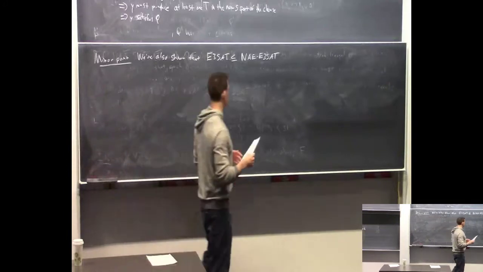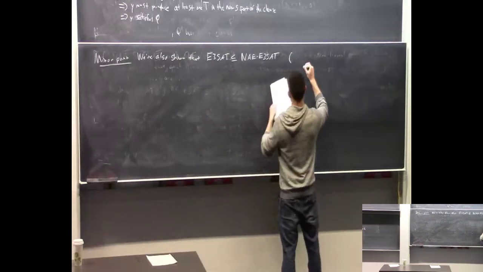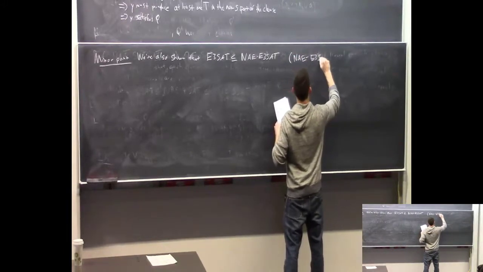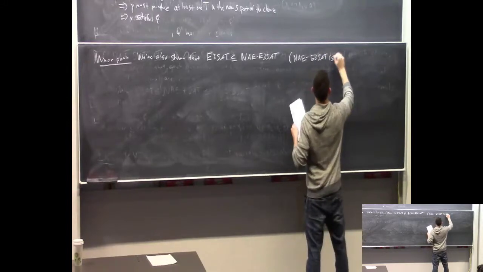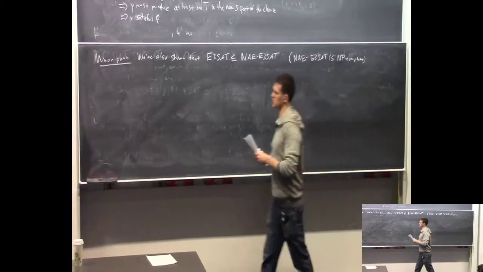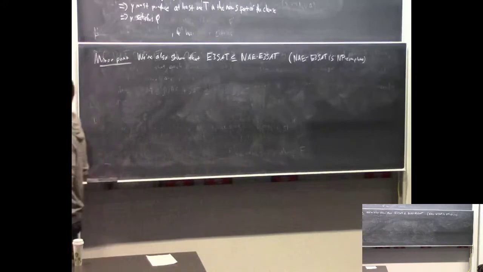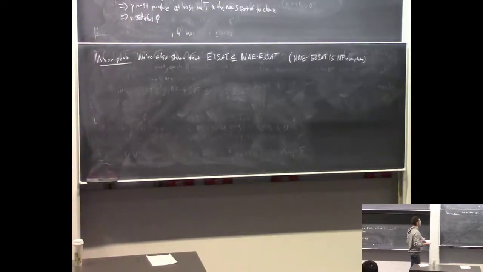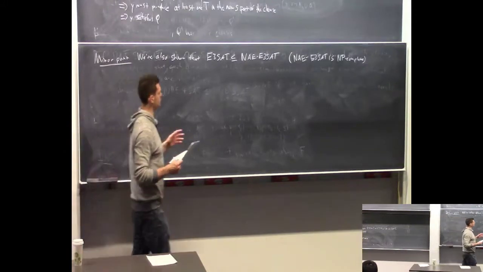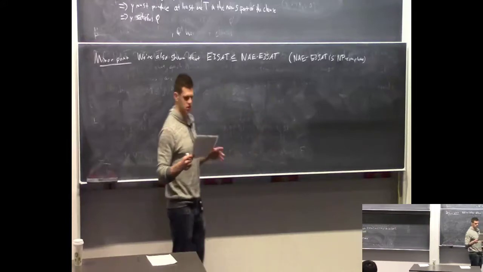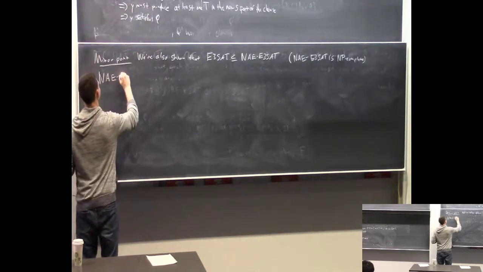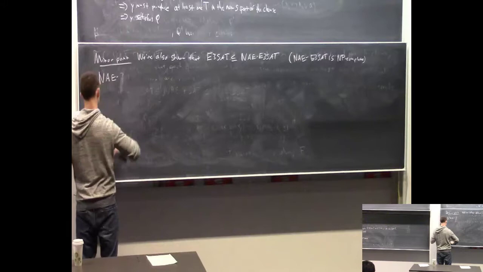And so in particular, this means that NAE E3-SAT is NP-complete, because we already showed that E3-SAT reduces to SAT. Okay, so that's good. So then NAE-3-SAT is really nice as a starting point for further reductions. Sorry, need the E there.